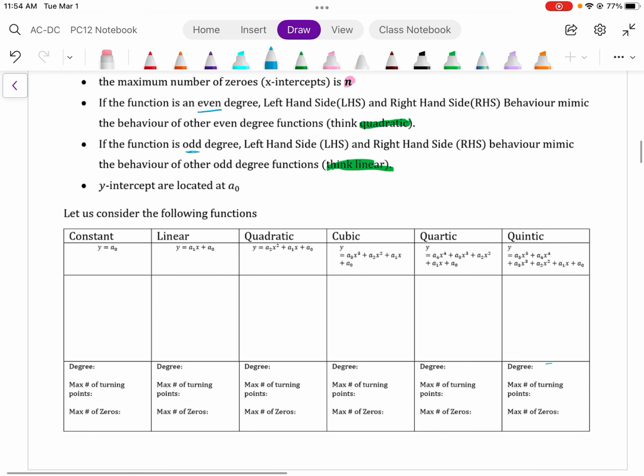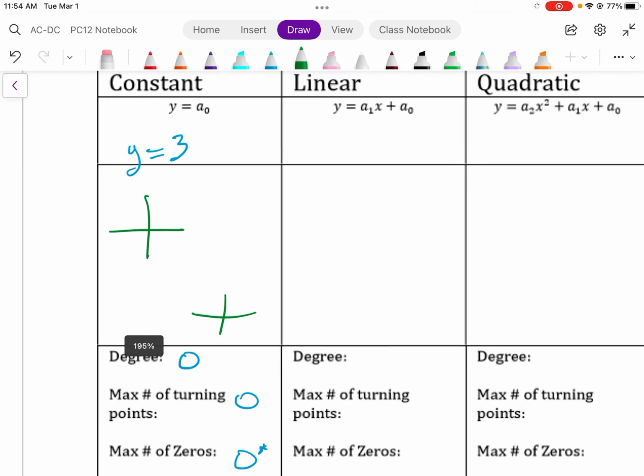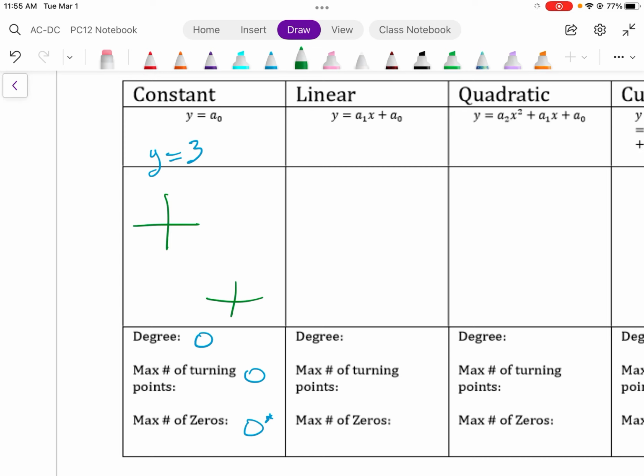Let's get started. So here's a constant function. The degree of a constant function is 0. I'm just going to write y is equal to 3. This is degree 0. The number of turning points is 0. The maximum number of zeros, I'm going to put a star there. So I'm just going to draw 2 Cartesian planes. I'm going to zoom in, concentrate our conversation here. Y is equal to 3 looks like this.